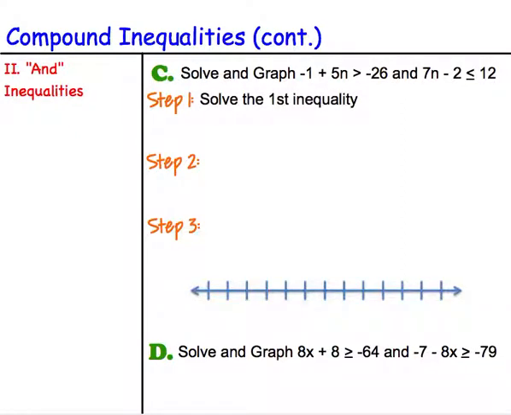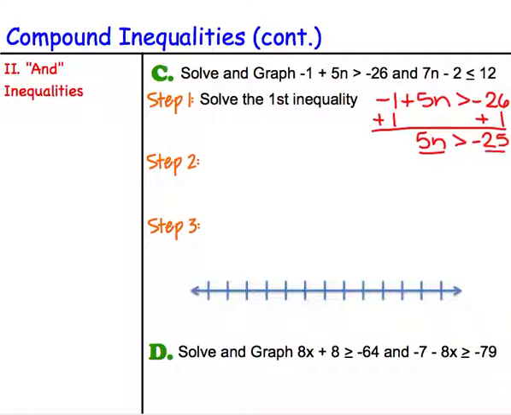So I'm going to go ahead and write this down. -1 plus 5n is greater than -26. And I'm going to go ahead and solve this. I'll start by adding 1 to both sides, which gives me 5n is greater than -25. And then I divide both sides by 5, which gives me n is greater than -5.